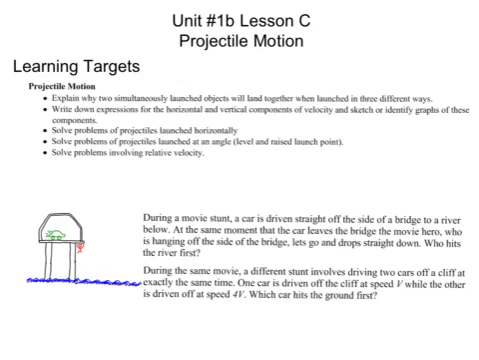To start with, let's look at two questions. Question one is, during a movie stunt, a car is driven straight off the side of a bridge to a river below. At the same moment that the car leaves the bridge, our movie hero who is hanging off the side of the bridge lets go and drops straight down. Who hits the river first?